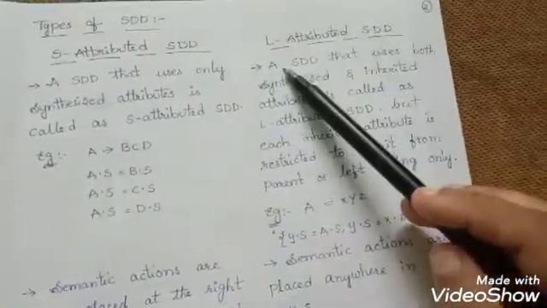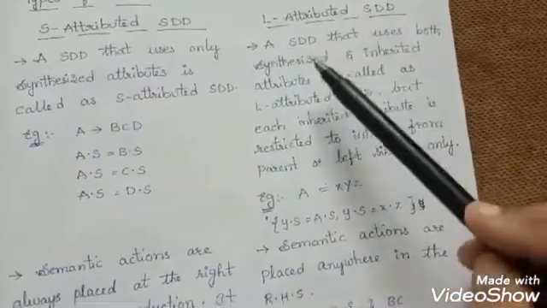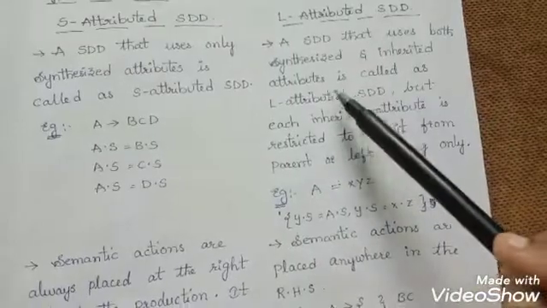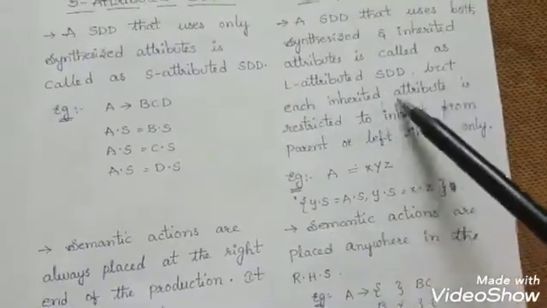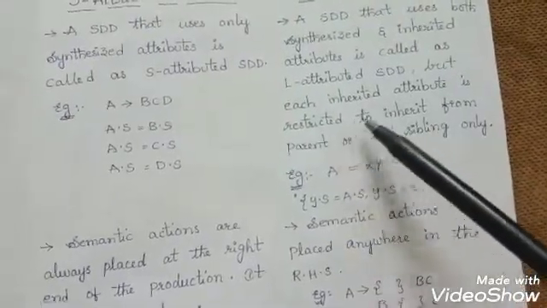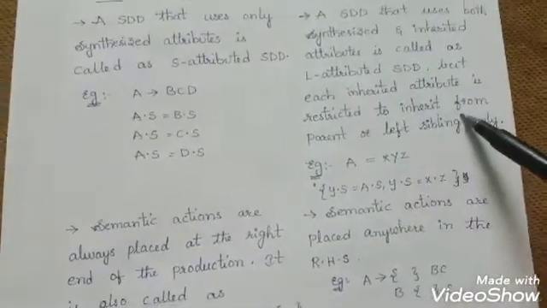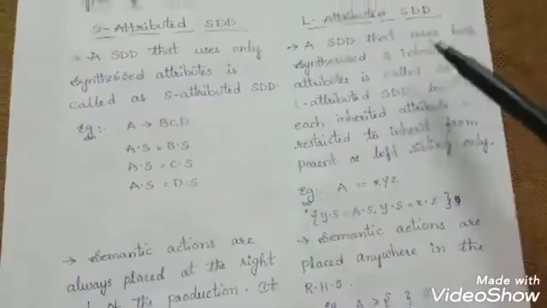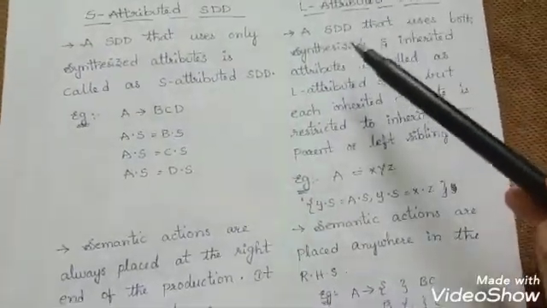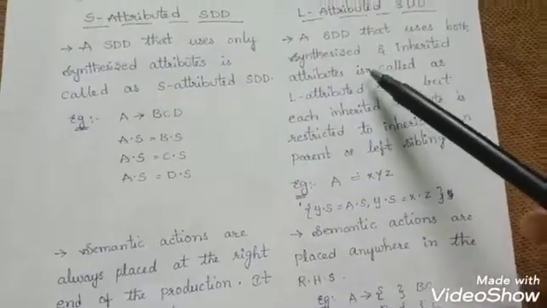And an SDD that uses both synthesized and inherited attributes is called an L-attributed SDD. But each inherited attribute is restricted to inherit from the parent or left sibling only. So if it uses both synthesized and inherited attributes, then it is called an L-attributed SDD.